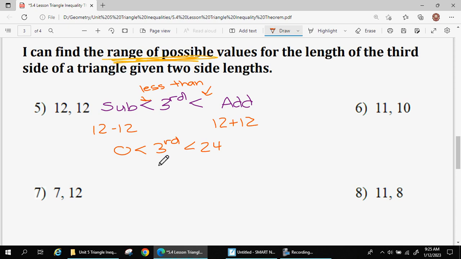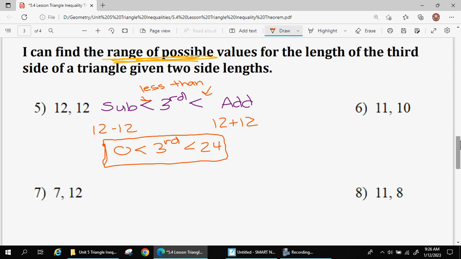So we can build this triangle with sides 12, 12, and 12. We could build it with a third side that's 23 because that's less than 24. We could build it with a side that's 1 because it's bigger than 0. So our third side needs to be between 0 and 24. When we write it like this, it is a range. It shows a bunch of values that satisfy what we're looking for.